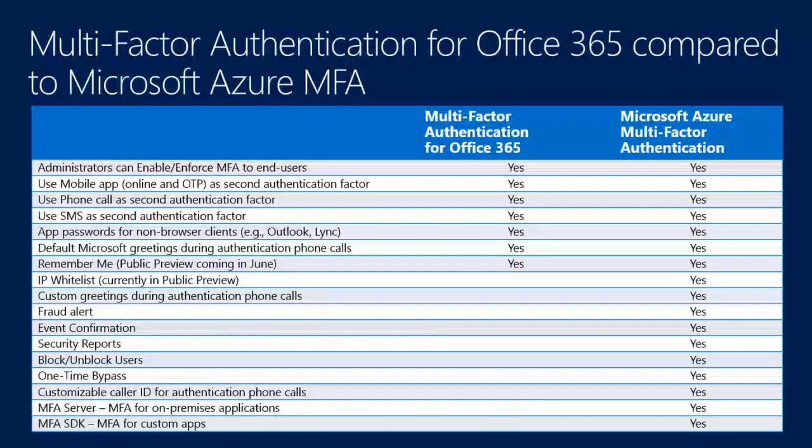I forgot IP whitelist. That's a new feature that's in public preview in Azure Multi-Factor. That allows you to set up whitelists for your corporate network so that when your users are signing in from inside the network, they don't have to do multi-factor. But if they're signing in from outside the network, then they're required to do multi-factor. So that's a nice feature.